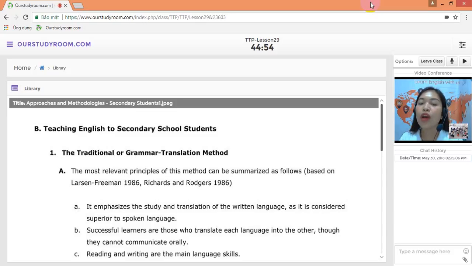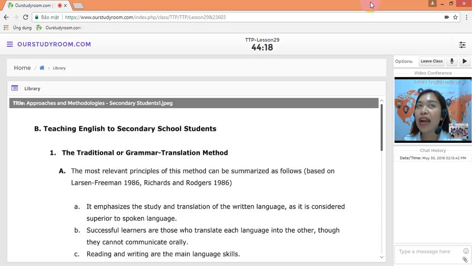All right. So letter A, it emphasizes the study and translation of the written language. So this number one, the traditional grammar translation method, emphasizes the translation of the written language. Then letter B: successful learners are those who translate each language into the other. So what do you mean by that one, teachers? Those successful learners translate each language into the other, though they cannot communicate orally.